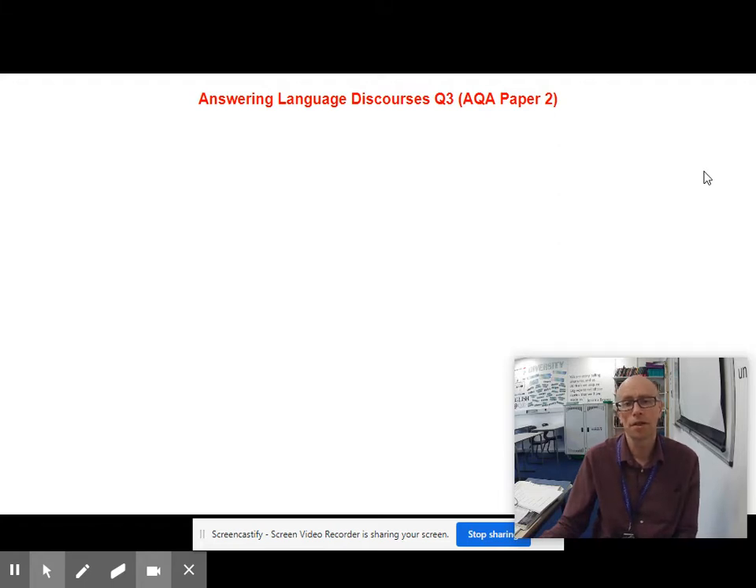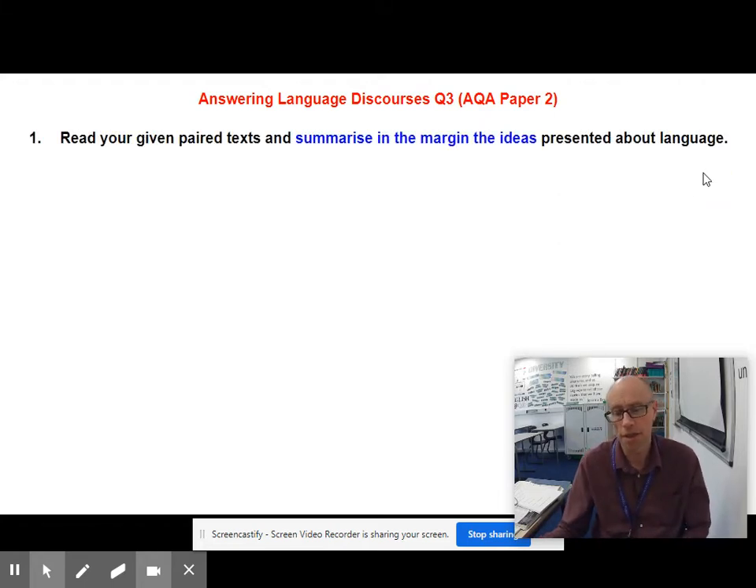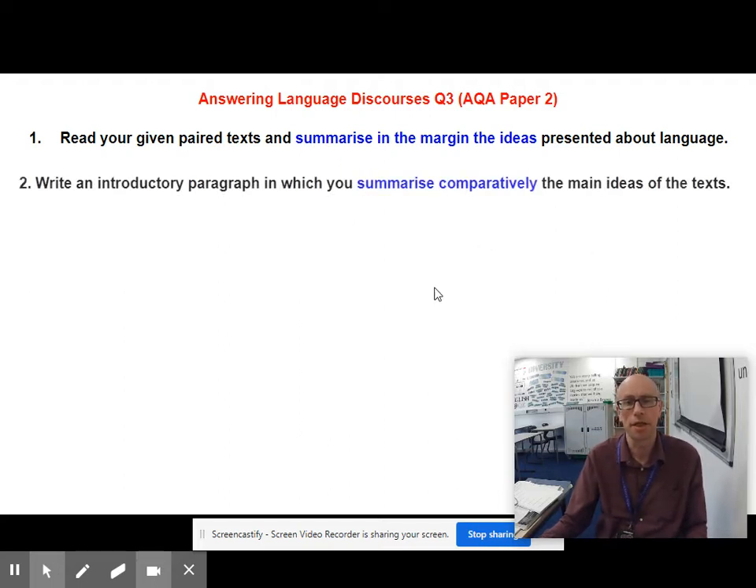So when you're analysing your question 3, this is the technique that you should be using. First of all, you read your given paired text and scribble down in the margin the ideas, because it's all very well pointing out some of the linguistic features, but the really key objective here is AO3, where you're writing about meanings and representations. So what are the key ideas that, as these texts unfold, how are they revealing themselves paragraph by paragraph? So summarize the key ideas.